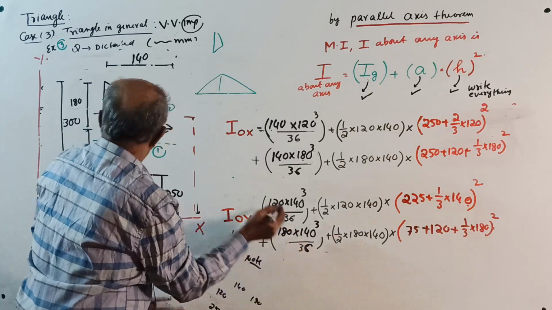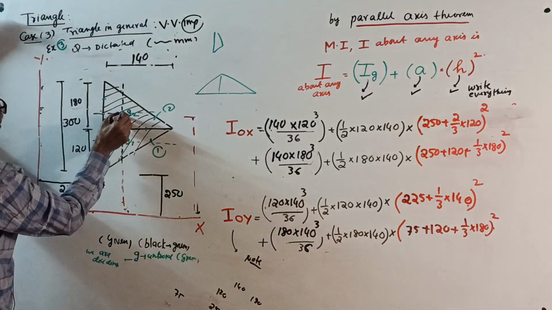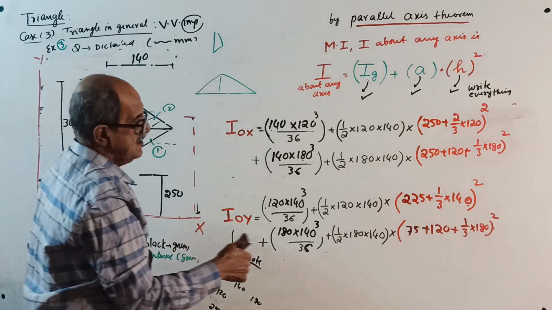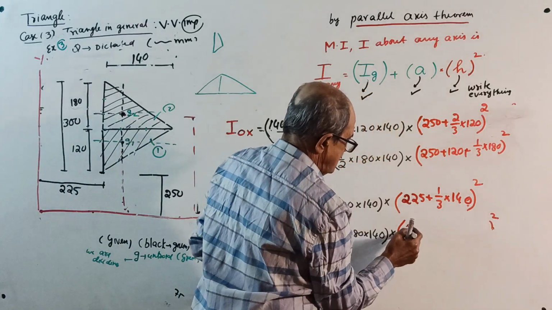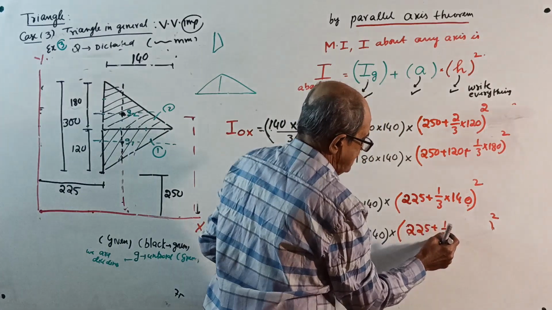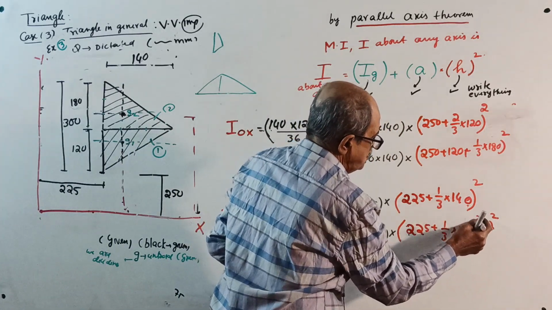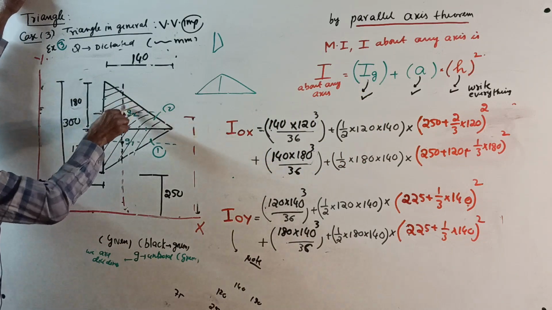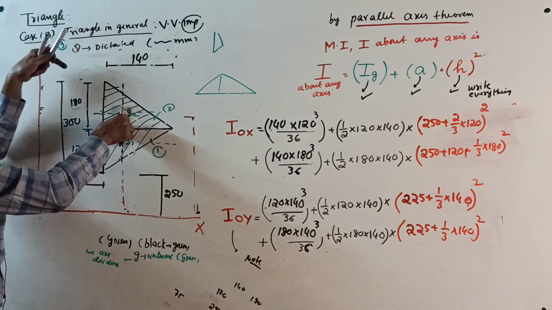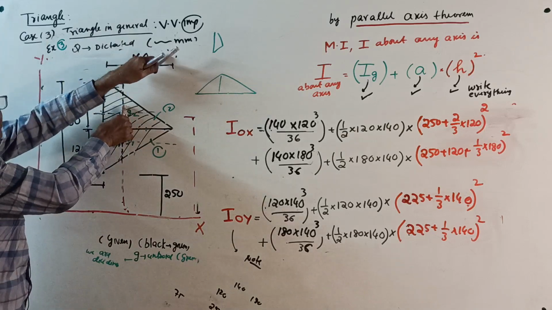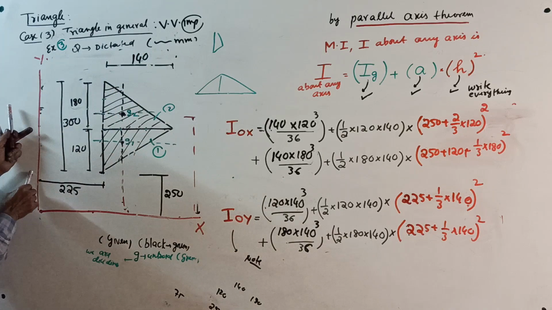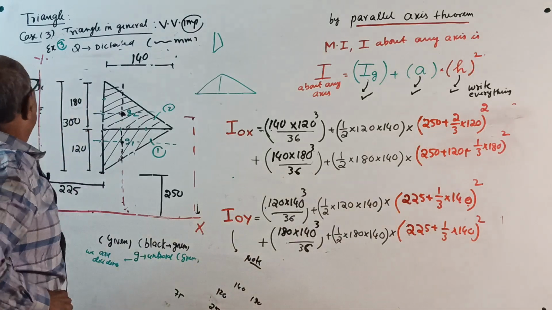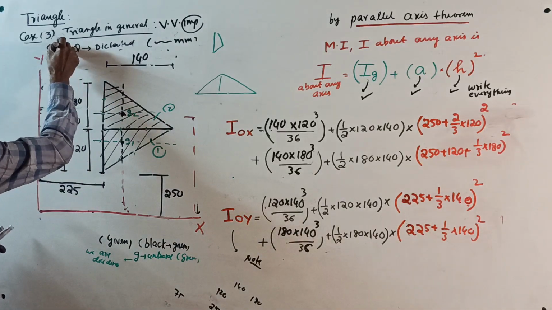By 36 plus area into the distance from the centroid of this one to here, same as last time: 225 plus 1/3 of 140 whole square. Or you can write here, if you want I about the OY axis, for both triangles, you can take a single triangle, 300 into 140 cube by 36 plus full area into 225 plus 1/3 of 140, and it will also give the same answer. Okay, now example number 4, the last example of this triangle.